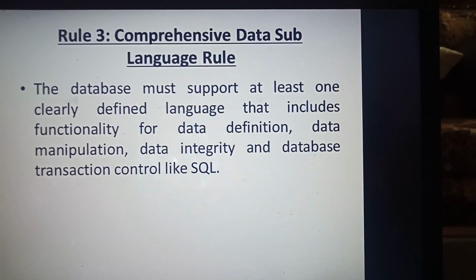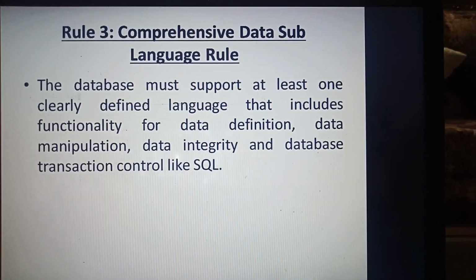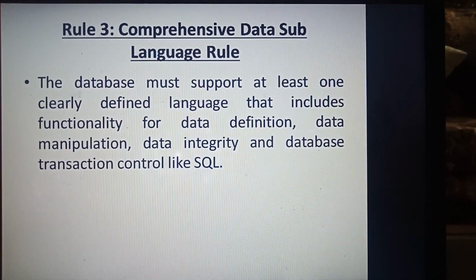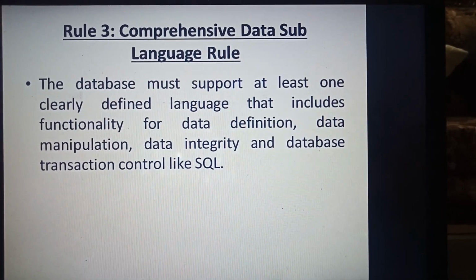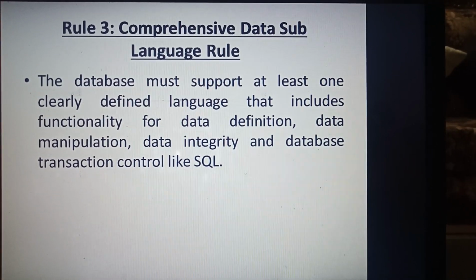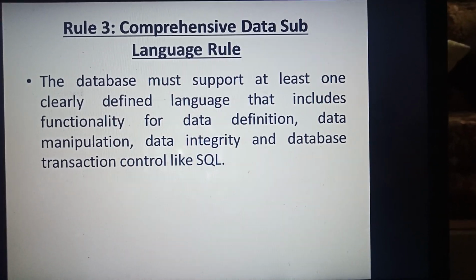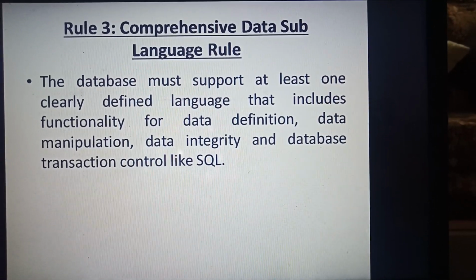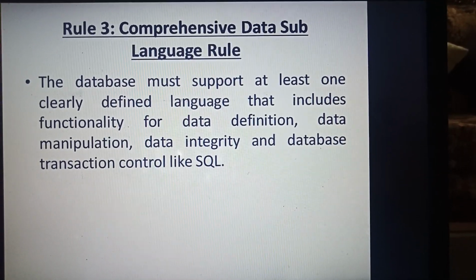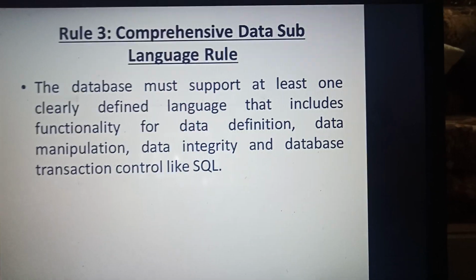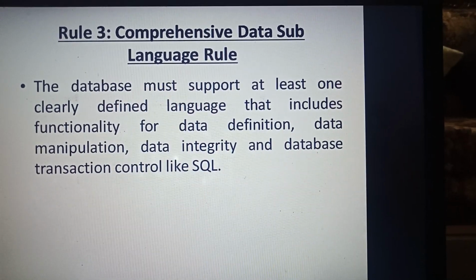Third rule is comprehensive data sublanguage rule, which states that the database must support at least one clearly defined language that includes functionality for data definition, data manipulation, data integrity, and database transaction control like SQL. As you all know, with the help of structured query language, we can easily define the data, manipulate the data, we can do database transaction control. So the database must support at least one clearly defined language like SQL.